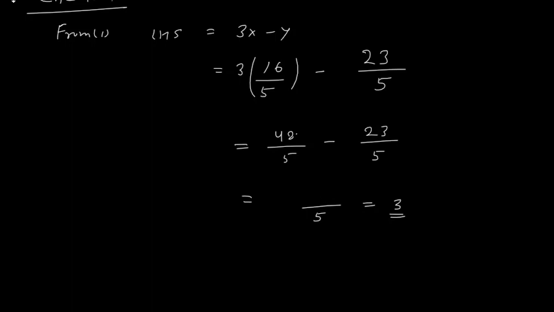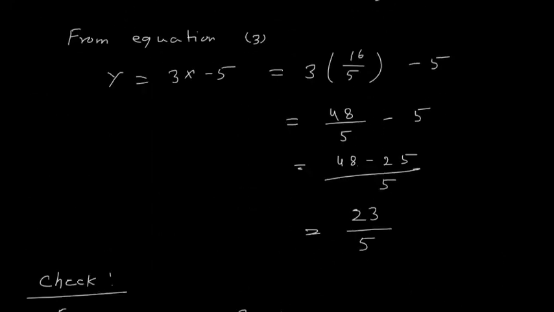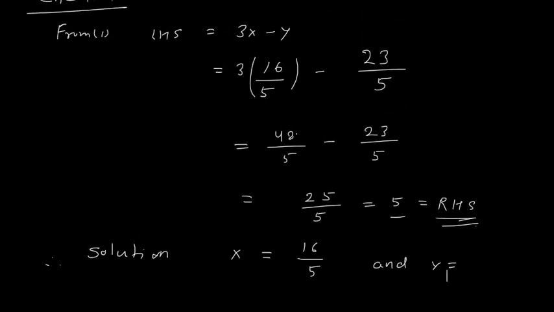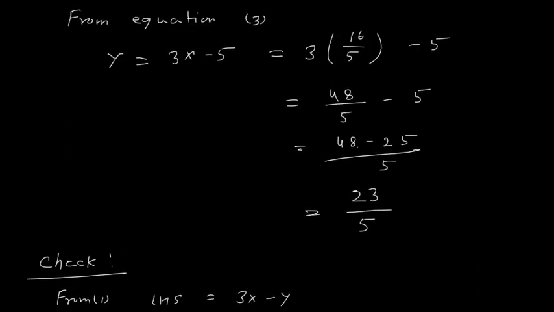So the problem I have done right, but finally while checking I made a mistake. 5 fives are 25. Now this is the RHS. That means what we have done is correct. So therefore our solution is x is equal to 16 upon 5 and y is equal to 23 upon 5.